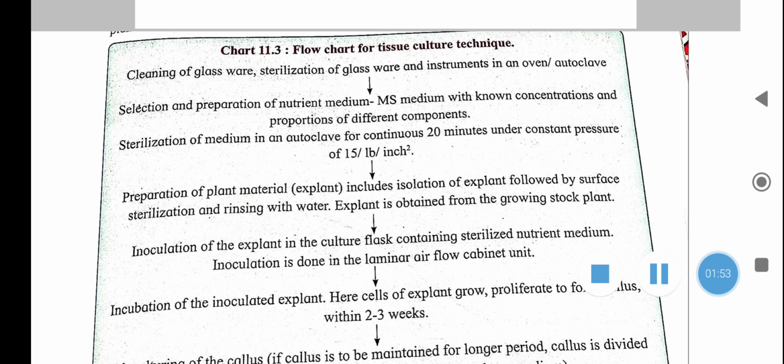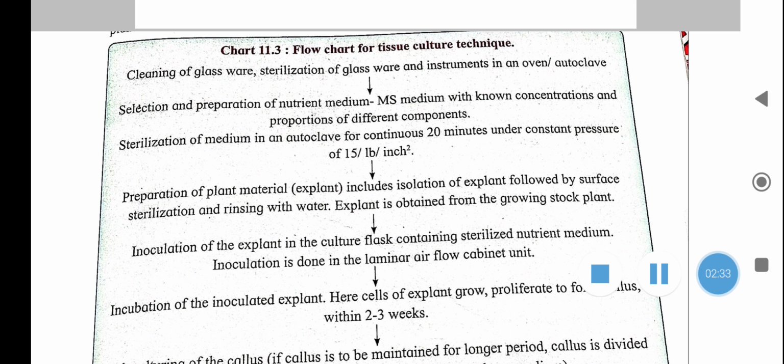Here is a chart which shows the tissue culture technique. In the first step, cleaning of glassware, then sterilization of glassware and instruments in an oven or autoclave. Then the next, selection and preparation of nutrient medium with known concentration and proportion of different components. Then sterilization of medium in an autoclave for continuous 20 minutes under constant pressure of 15 inches.